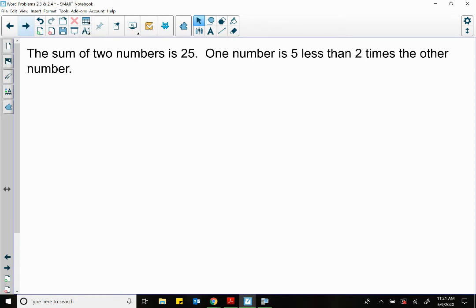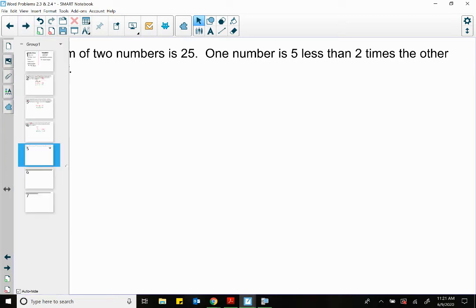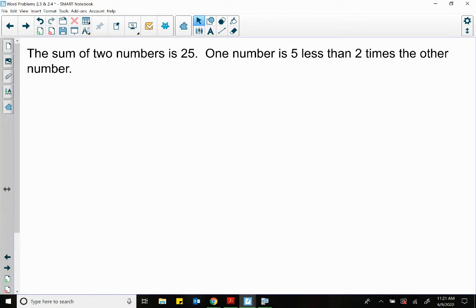All right. Let's talk about this one. Okay? We're almost done. We're getting there. I think we got 3 more after this. Yeah, absolutely. So reading this one, it says the sum of two numbers is 25. One number is 5 less than 2 times the other number. So reading this, is this standard form or translation? All right, so hopefully you said this is a translation.